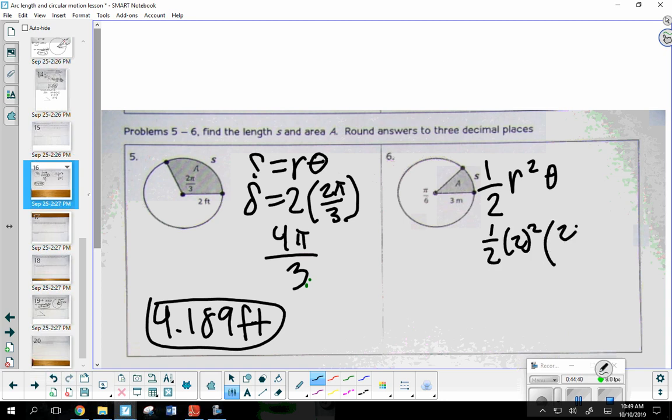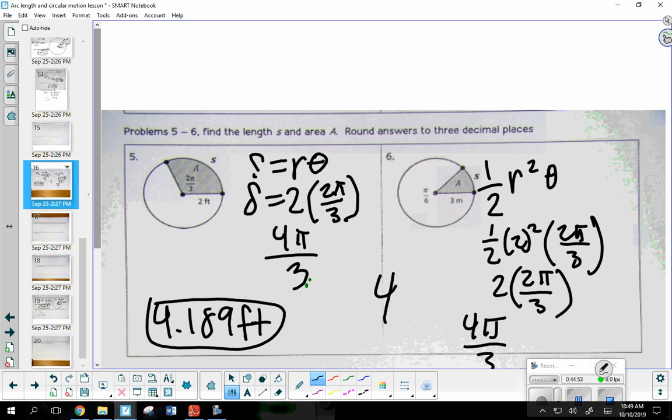Okay, so she is right. 1/2 the radius squared times theta. So 1/2 times 2 squared times theta. Same thing. So this one's actually pretty interesting. The arc length on number 5 also turned out to be the area of the sector. But it's feet squared. There we go.